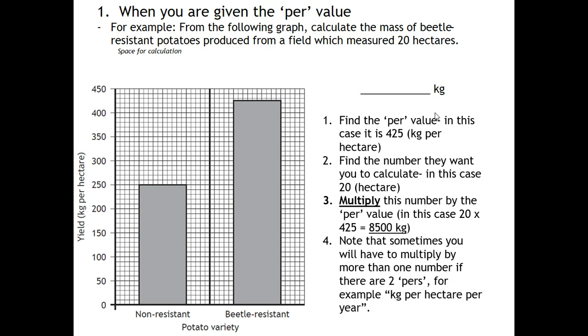Just please note that sometimes you'll have to multiply up twice because sometimes there's two per values. So for example, this question could have asked, this is for 1 year, per hectare per year, for example, how many would it produce in 20 hectares in 5 years? In which case you just multiply it again, this time by 5 as well as the 20.